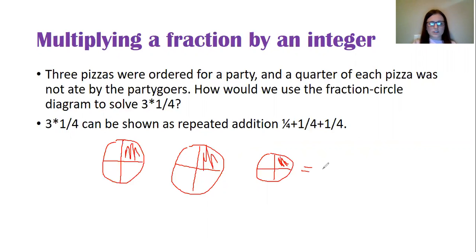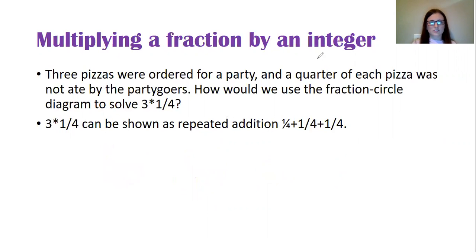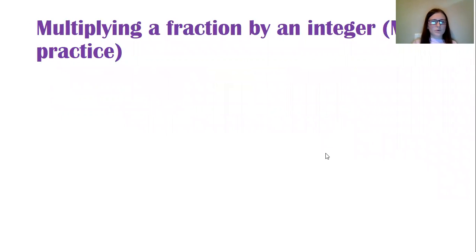We already know the denominator is 4. Now we have to count each shaded part to get the numerator, which is 1, 2, 3. So 3 times 1/4 equals 3/4. Now we are going to do some more practice.